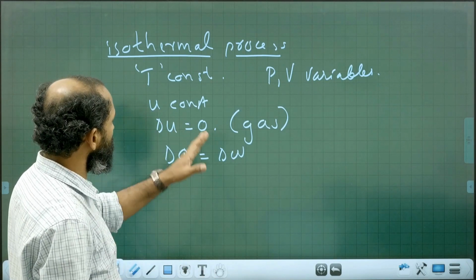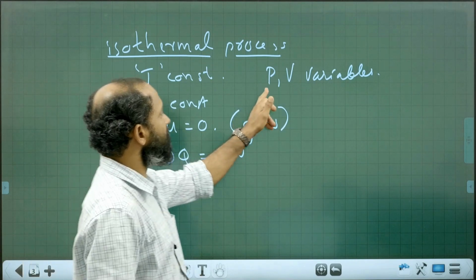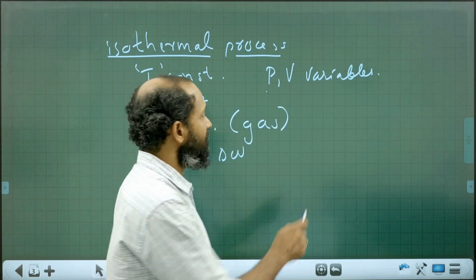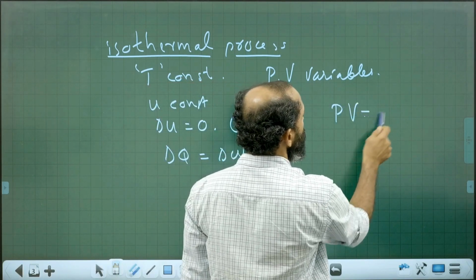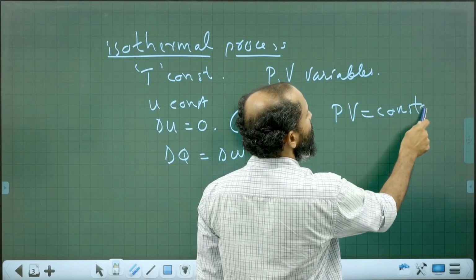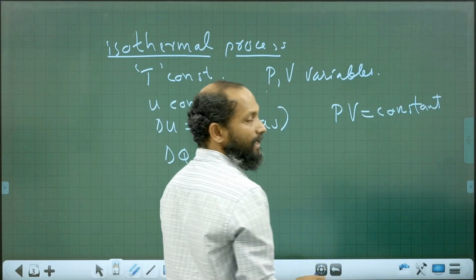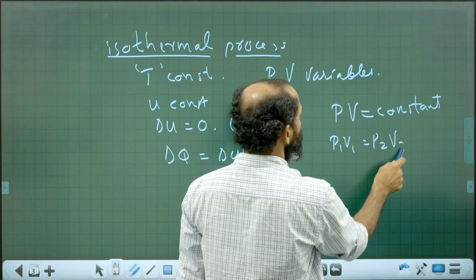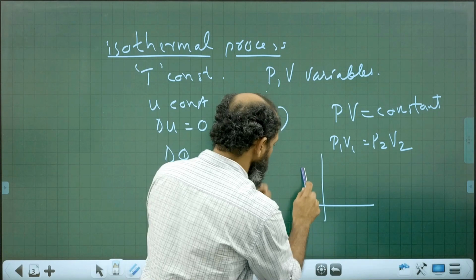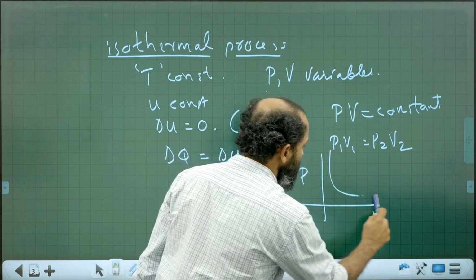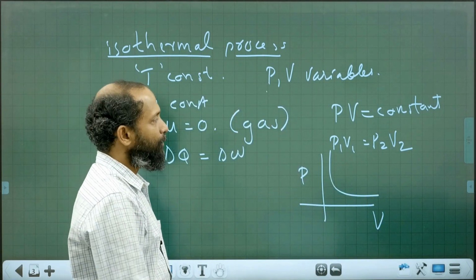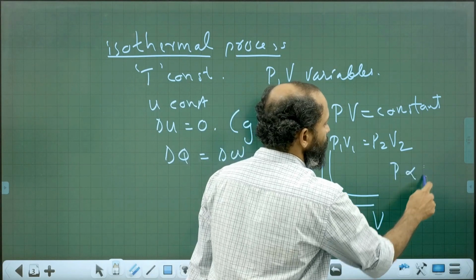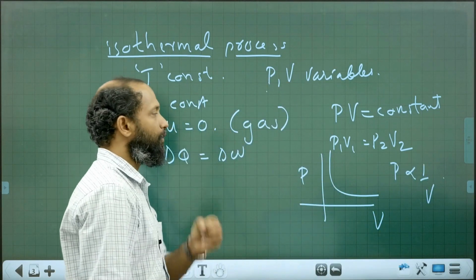That's very important. Variables are pressure and volume. How do they relate? PV equal to a constant, and that is the equation of state of the isothermal process, that is P1 V1 equal to P2 V2. Then the PV graph shape: the PV graph is a rectangular hyperbola, P proportional to 1 by V. So the process obeys Boyle's law.